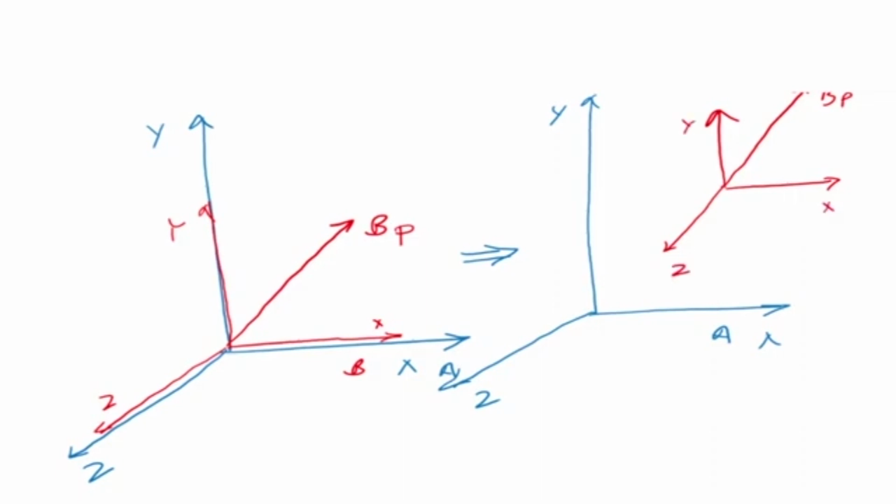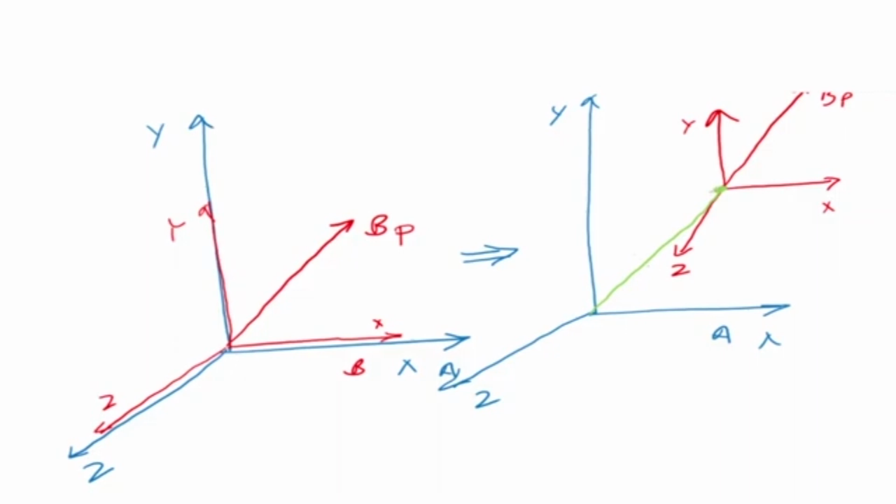Now suppose I want to find out what this vector BP is in the reference frame A. How do I do that? Basically what we see here is that the frame has moved by a distance. So what is the distance by which the origins have moved? The origin has gone from here to there, and then there is my BP.